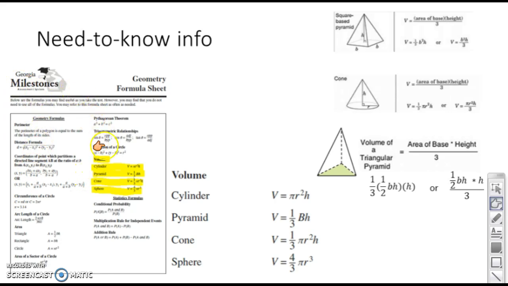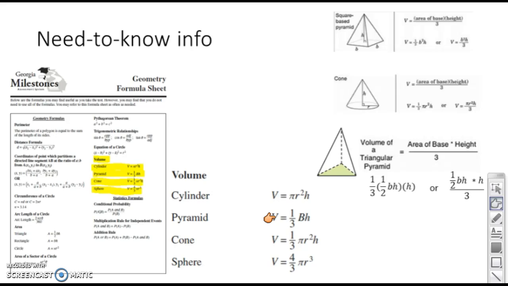If you notice on this formula sheet right here, it has all of your volume formulas. I just made them a little bit bigger over here so you could see them. So you do not have to memorize any of your volume formulas. You just have to know how to use them. So today we're talking about pyramids. The volume of a pyramid is 1/3 big B times H.